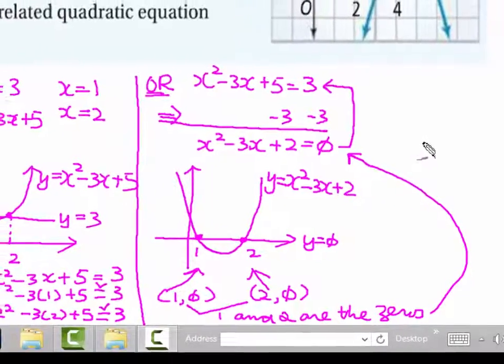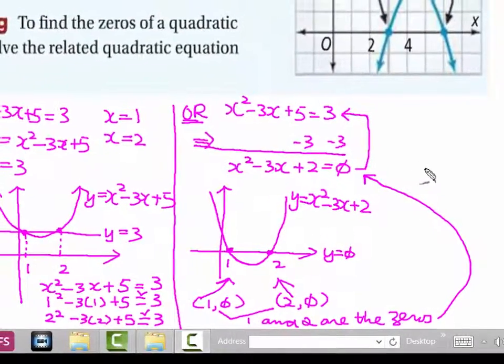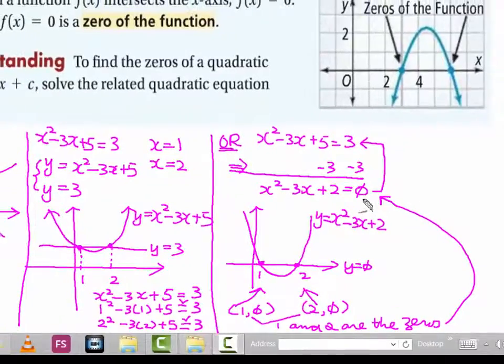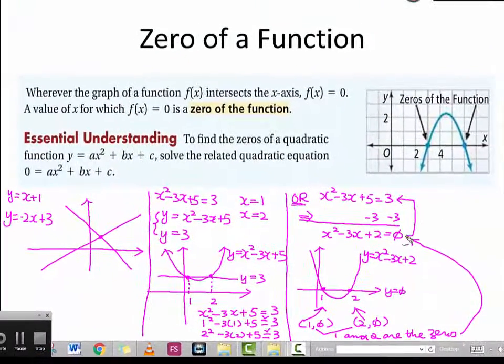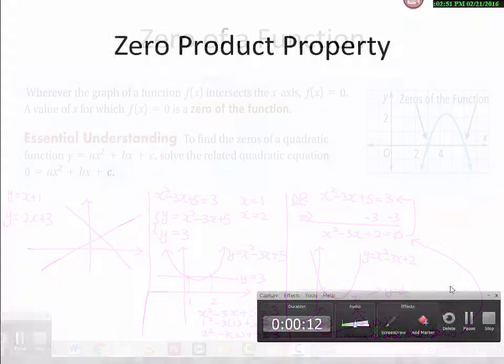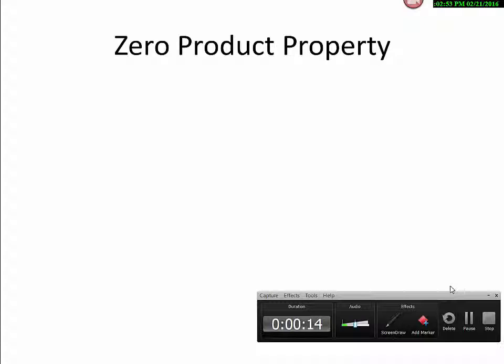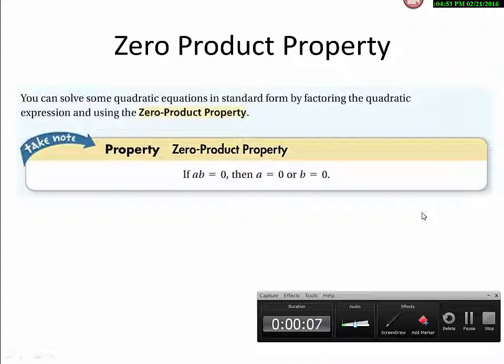In other words, when we solve a quadratic equation, we can set it equal to 0 and look for the zeros, which are the solutions of the quadratic equation. Now that we know the zero concept of a function, we can make use of that, as well as factoring, to solve any quadratic equation.